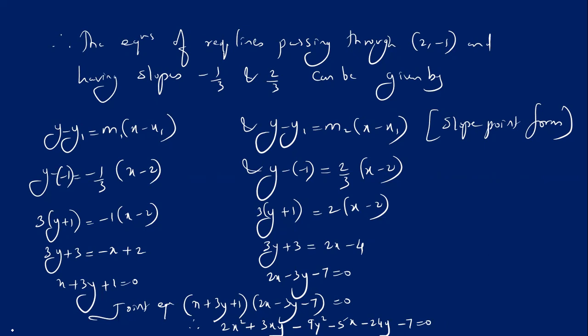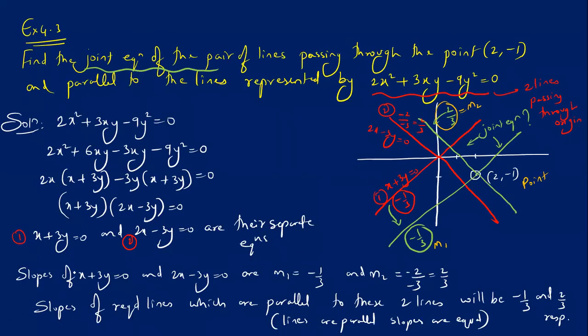Let's just go to the previous slide. So we got the joint equation of the pair of lines passing through the point and parallel to the lines represented by so and so.